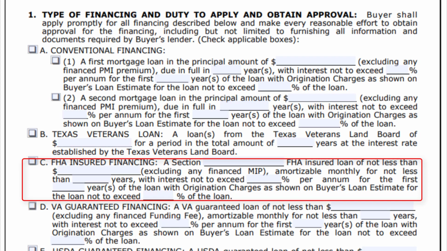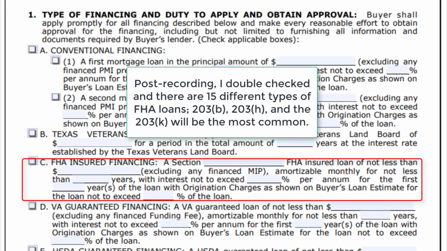It reads as follows: FHA insured financing, a section blank FHA insured loan. Now, FHA has a handful of different types of loans. You have the 203B, which I believe is the most common. You have the rehab loan, where you can kind of roll in some of those rehab costs, and a couple others that are in there. Again, outside the scope of this video and this training to talk about the different types of loans. But whatever type of FHA loan you're using needs to go in that blank. So if it's 203B, it's a section 203B FHA insured loan, or if it's some other type of FHA loan, you're going to put that in there.